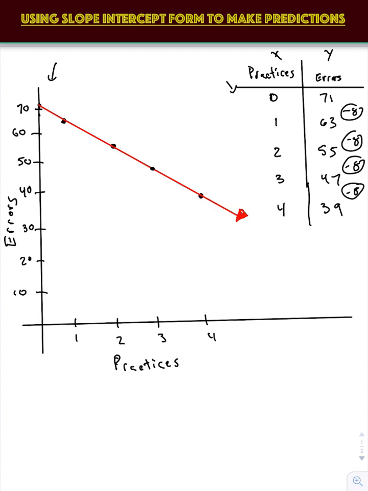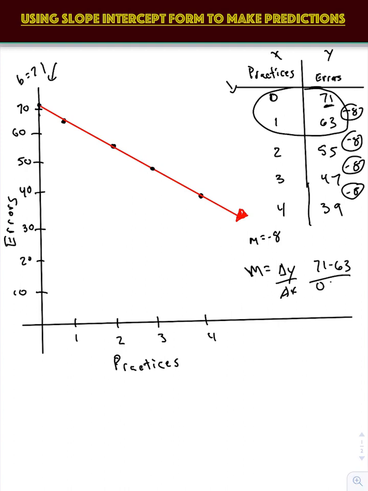Okay. If we were to set up our equation knowing that it's decreasing by 8 and knowing that we started at 71, another way to look at this is on our graph, our y-intercept is 71, and our slope we would find to be -8, based on the fact that these are our points. We could say the change in y over the change in x would be like so. It would be 71 minus 63 over 0 minus 1.